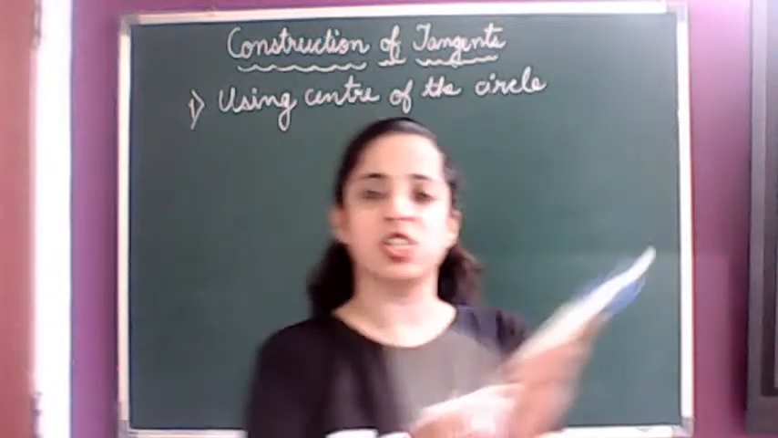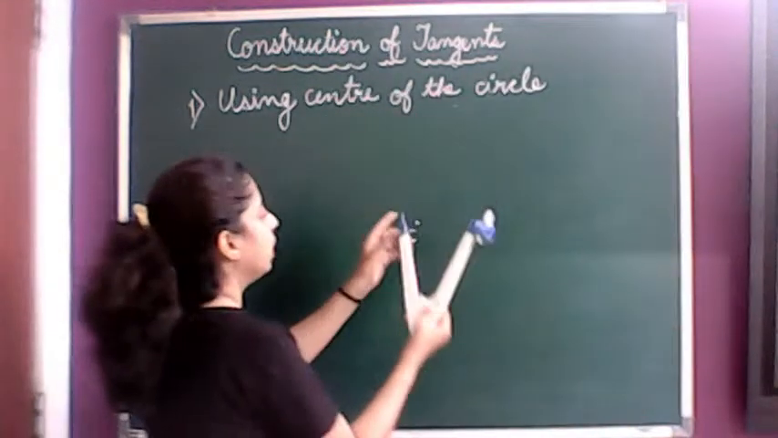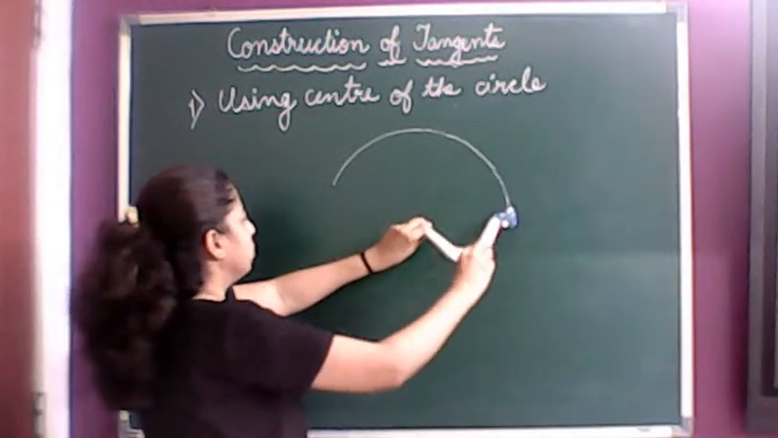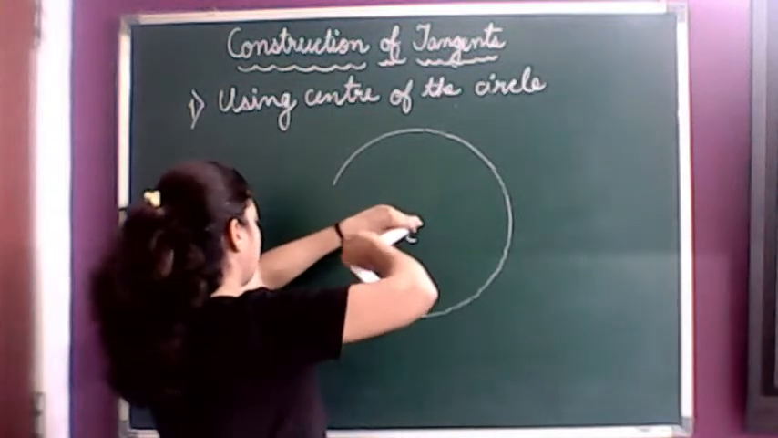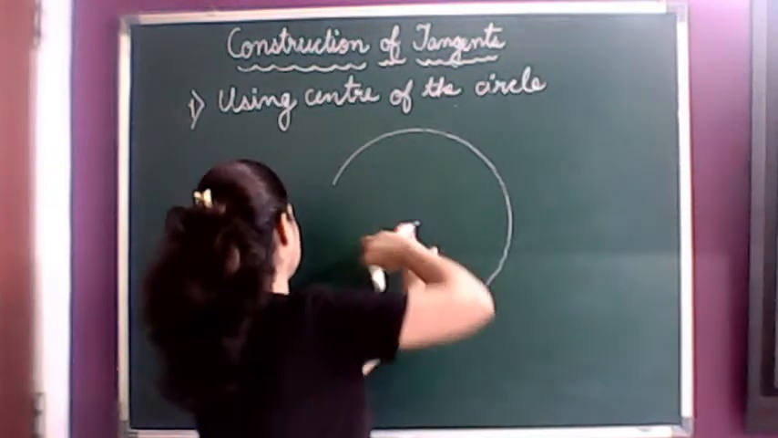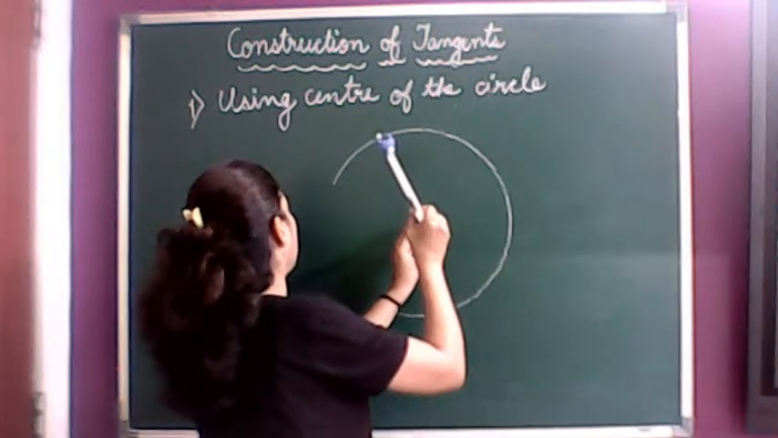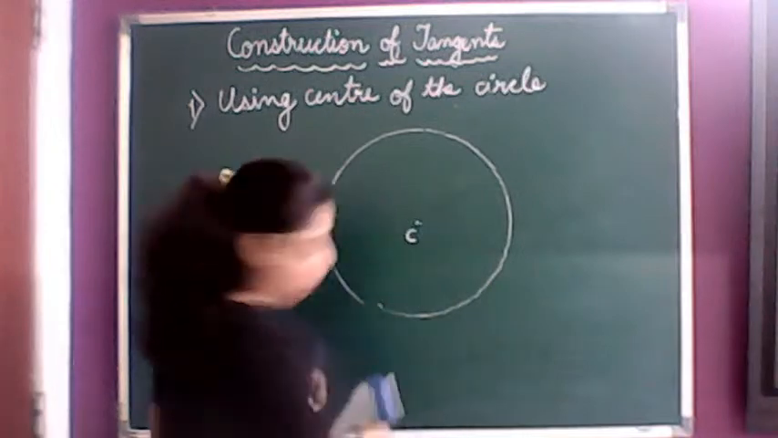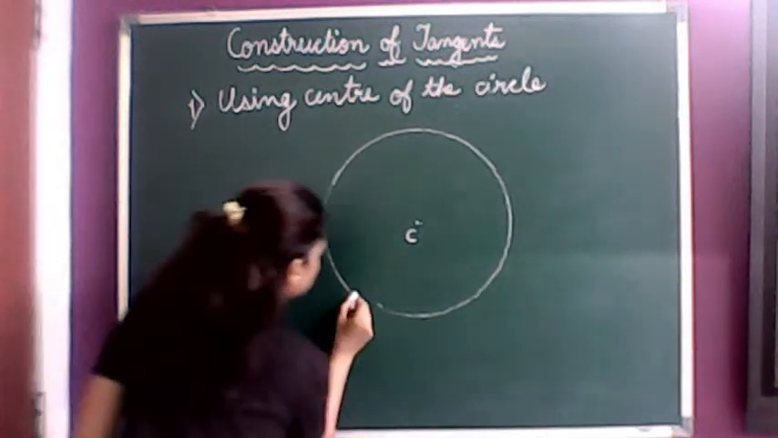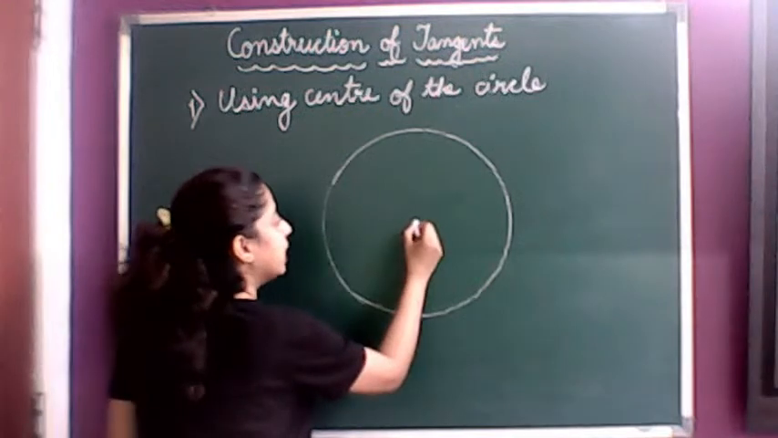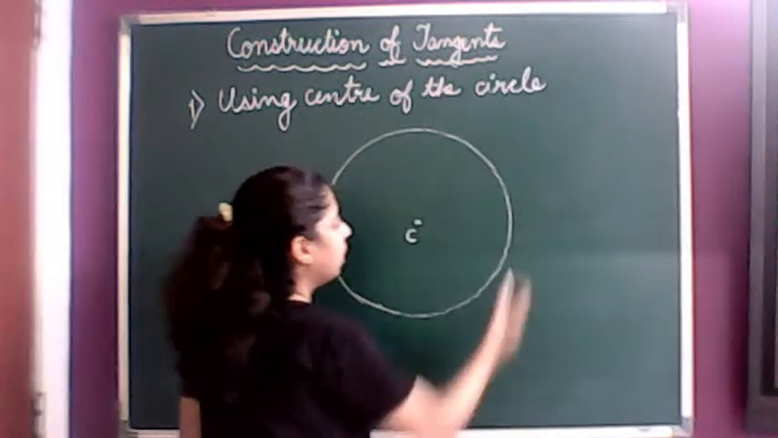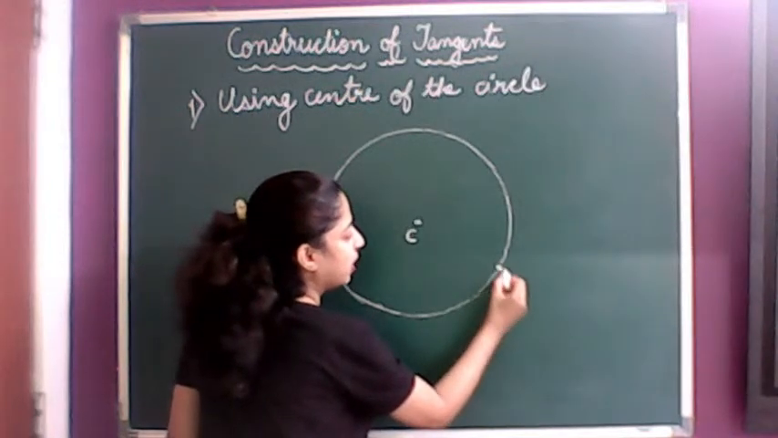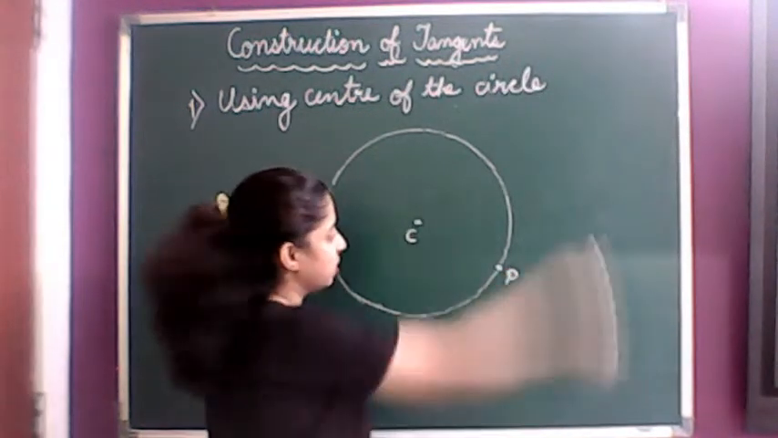So I will just arbitrarily make a circle. Keeping my pointer at C, just draw a circle. So I have drawn a circle like this. My pointer went bad. Okay, so this is the circle. This is the center C. Now take any point P. Earlier I had taken it here, now let me take it here. You can take this anywhere on the circle.